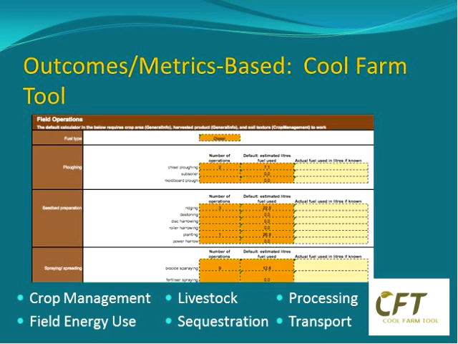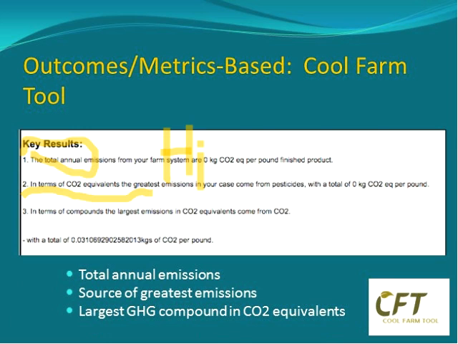And so similar to many of the other metrics tools, you enter your production information into the tool, and the outcome that this generates is a little bit different. It will tell you the total annual emissions of your farming operation, depending on your production practices, but it also tells you what the source of your greatest emissions is.